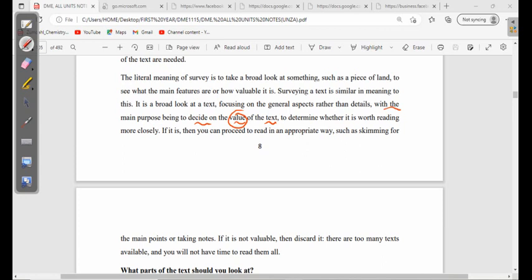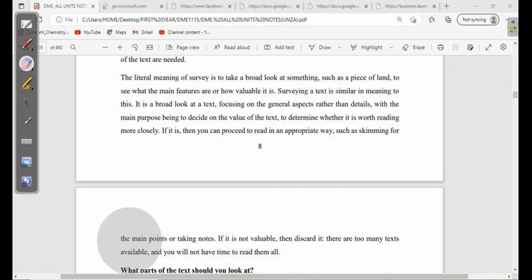You want to find out if there is value in that text and to determine whether it is worth reading, because it's not everything that you are able to read. Not everything is going to interest you, so I want to find out if it is worth reading. Okay, so if it is worth reading, then you're going to proceed and read in an appropriate way, such as skimming, or looking for the main points, or taking notes. So taking notes is basically putting down what you read. If you read what is important, you write it down.